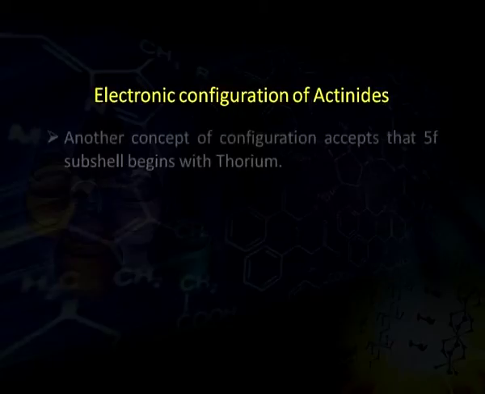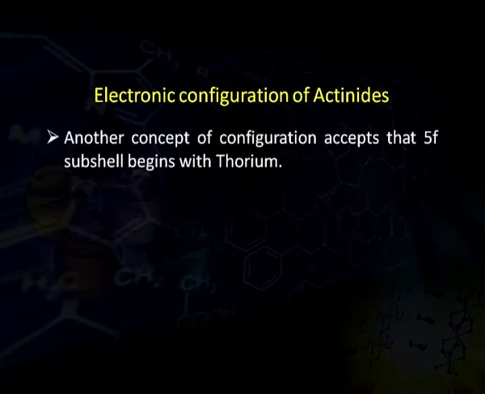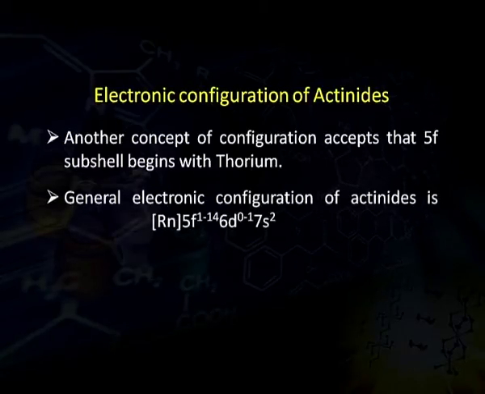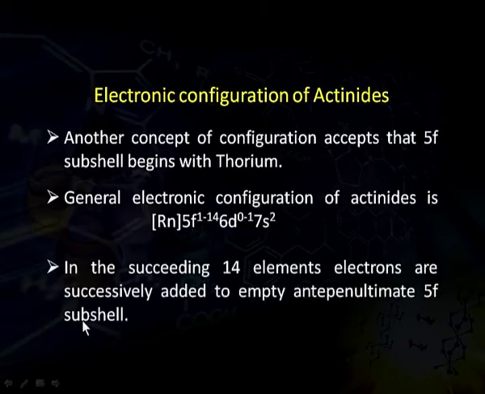Since the energy difference is very small, it is almost difficult to distinguish whether electrons prefer to enter the 5f or the 6d subshell. Another concept of configuration accepts that the 5f subshell begins with thorium. The general electronic configuration of actinides with radon as the core is 5f 1 to 14, 6d ranging 0 to 1 and 7s 2. In the succeeding 14 elements, electrons are successively added to the empty antepenultimate 5f subshell.